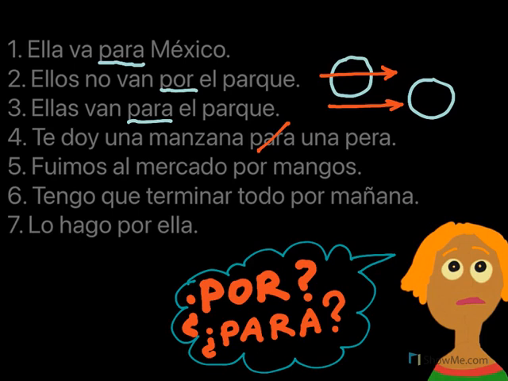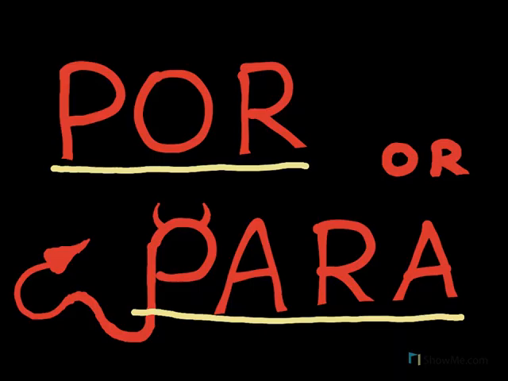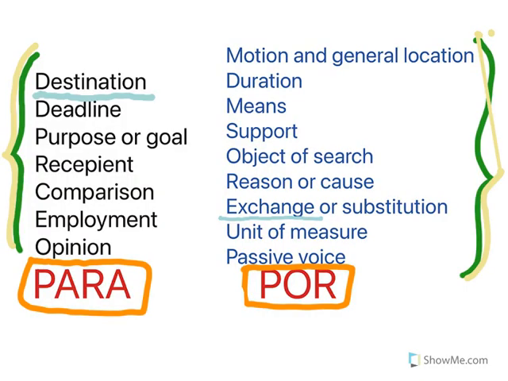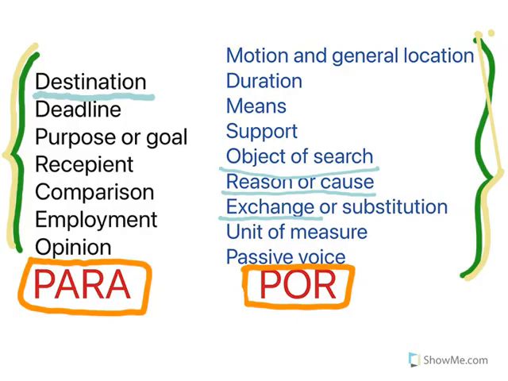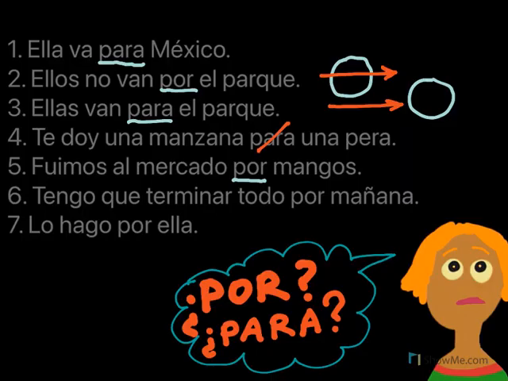So the next one is "Fuimos al mercado por mangos." You're going back, you're looking at this, reason or cause, or object of search, either will work in this case. So you're going to buy mangoes. So it will be correct. Por mangos is okay. The next sentence is "Tengo que terminar todo por mañana." You're going back and you're looking at it and you know that it is a deadline. Deadline is para and therefore it is incorrect. It's para mañana, not por mañana.